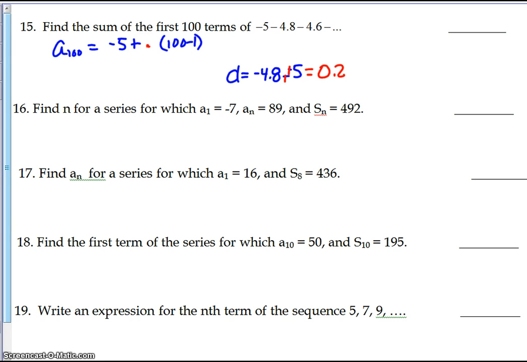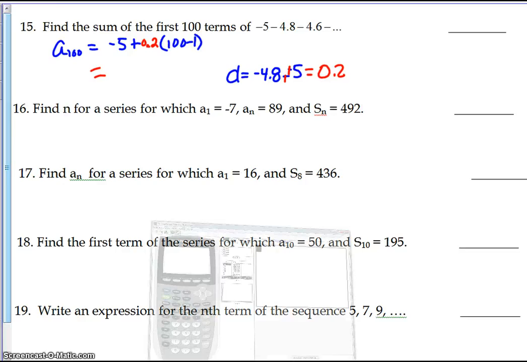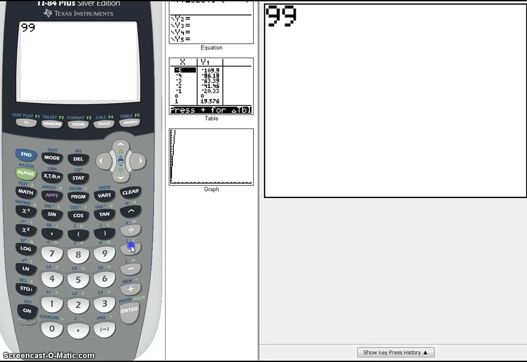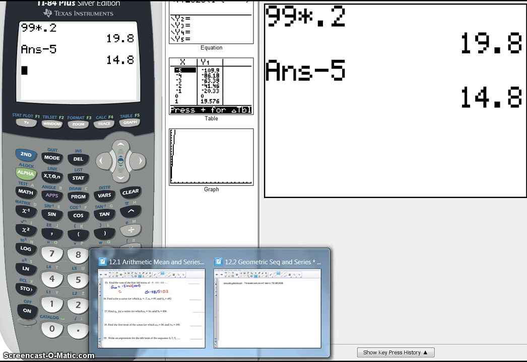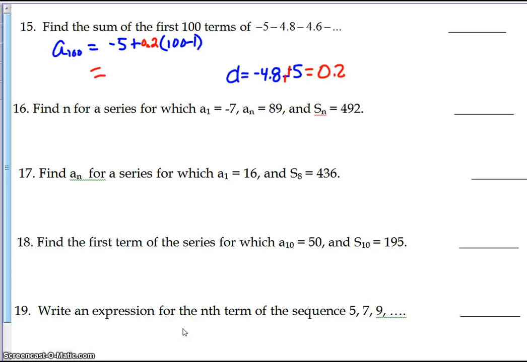So here I really have my 0.2 in here. So I have to do some calculation there. It is really 99 times 0.2 minus 5. Let me do that on my calculator here. I had 99 times 0.2, and then I subtracted 5 from that. So I got 14.8 for my value there. That's what my last term was.